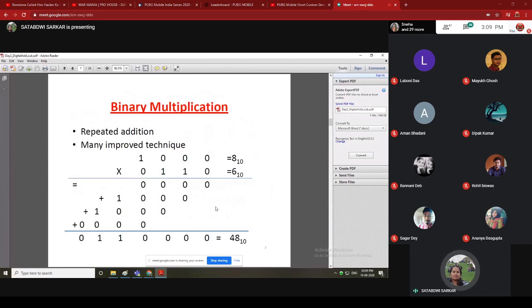Now multiplication. See here for multiplication, it is 8 and this is 6. So 0 into 0 is 0, like our multiplication, and 0 into all the values is 0. Now 1 into this value is 1 0 0 0, and again 1 into this value is 1 0 0 0. And again 0 into this value is 0 0 0. Now we have to add this column wise, so 1 plus 0 plus 0 is 1, 1 plus 0 is 1. Okay, so this is 48.